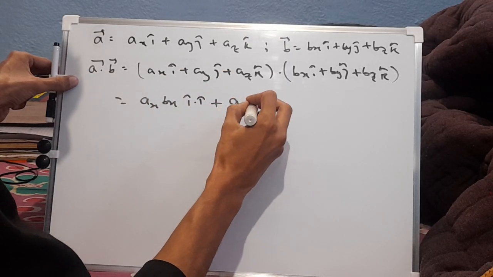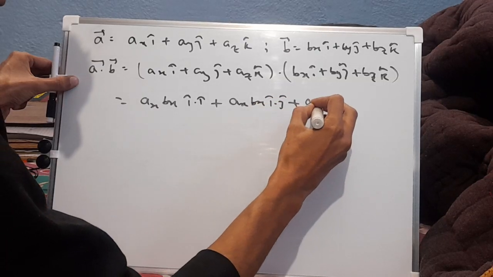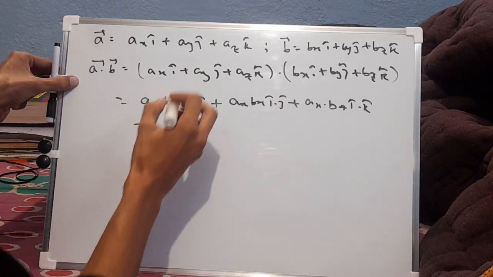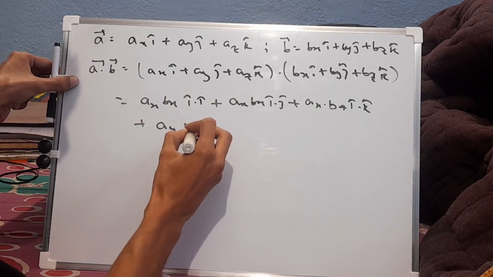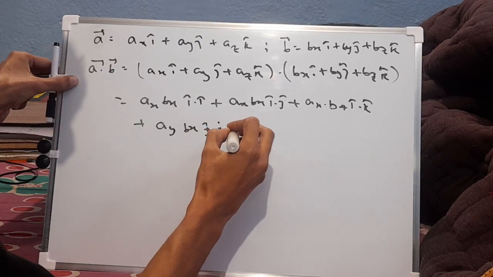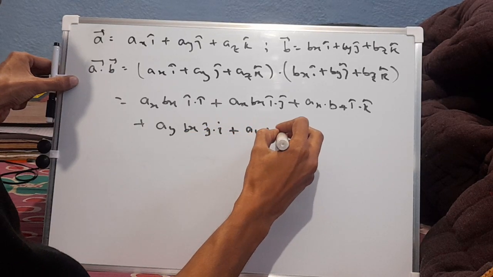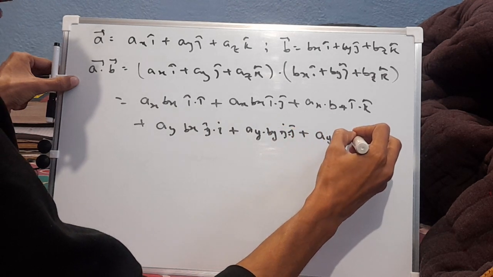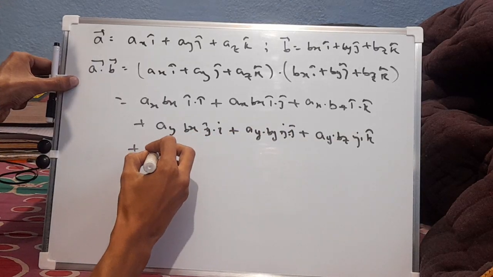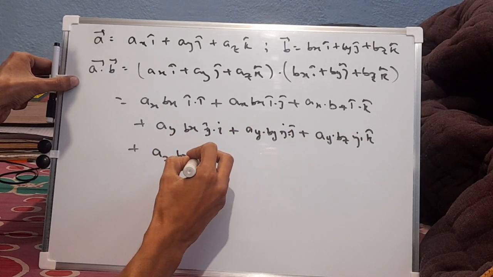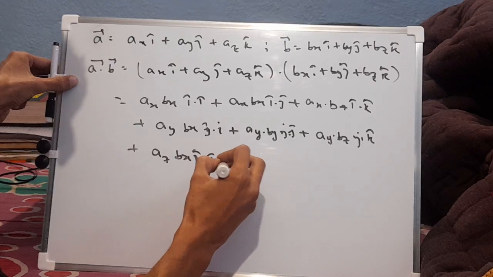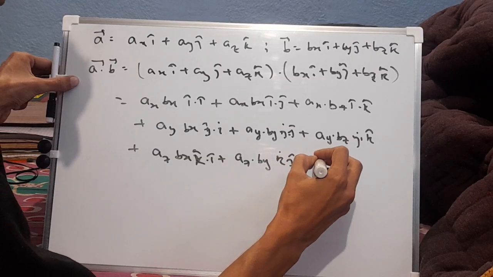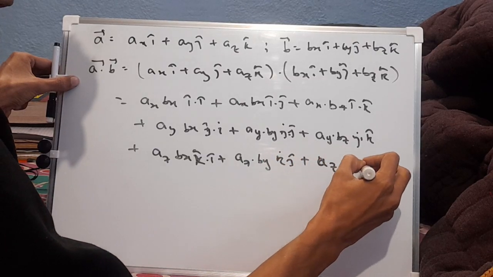Then it would be ax bx i cap i cap, ax by i cap j cap, then ax bz i cap k cap. Similarly, we will get more terms: ay bx j cap i cap plus ay by j cap j cap plus ay bz j cap k cap plus az bx k cap i cap plus az by k cap j cap plus az bz k cap k cap.